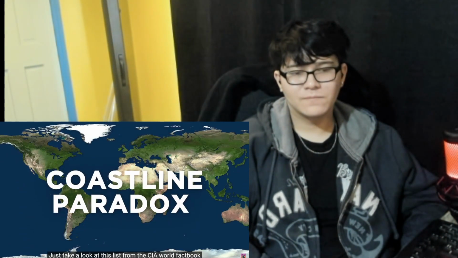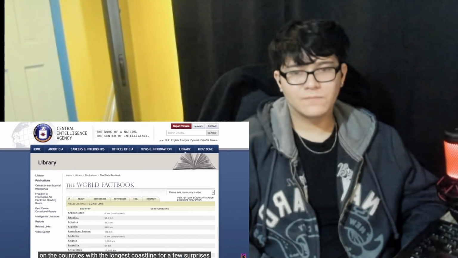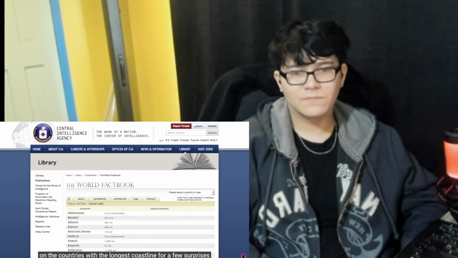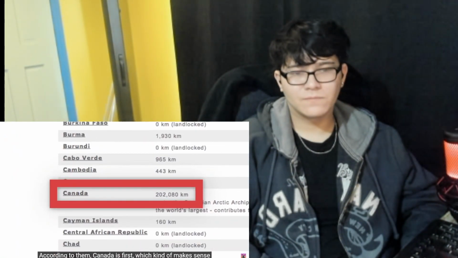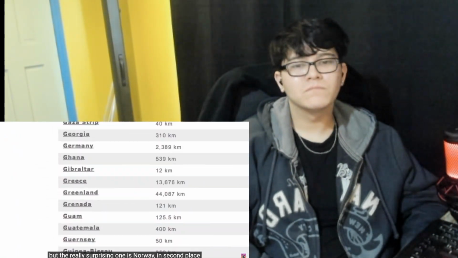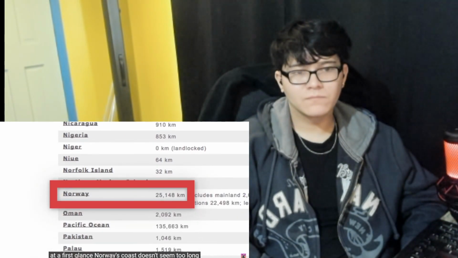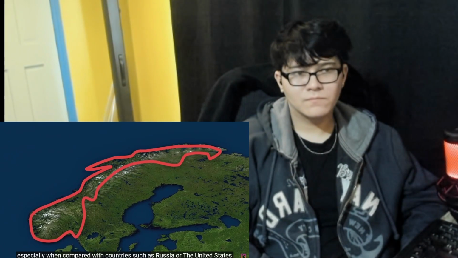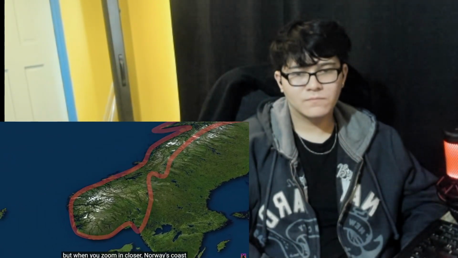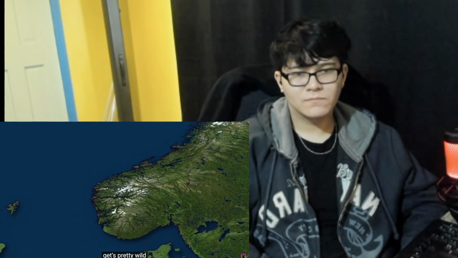Just take a look at this list from the CIA World Factbook on the countries with the longest coastlines for a few surprises. According to them, Canada is first, which kind of makes sense, but the really surprising one is Norway in second place. At a first glance, Norway's coast doesn't seem too long, especially when compared with countries like Russia or the United States. But when you zoom in closer, Norway's coast gets pretty wild.